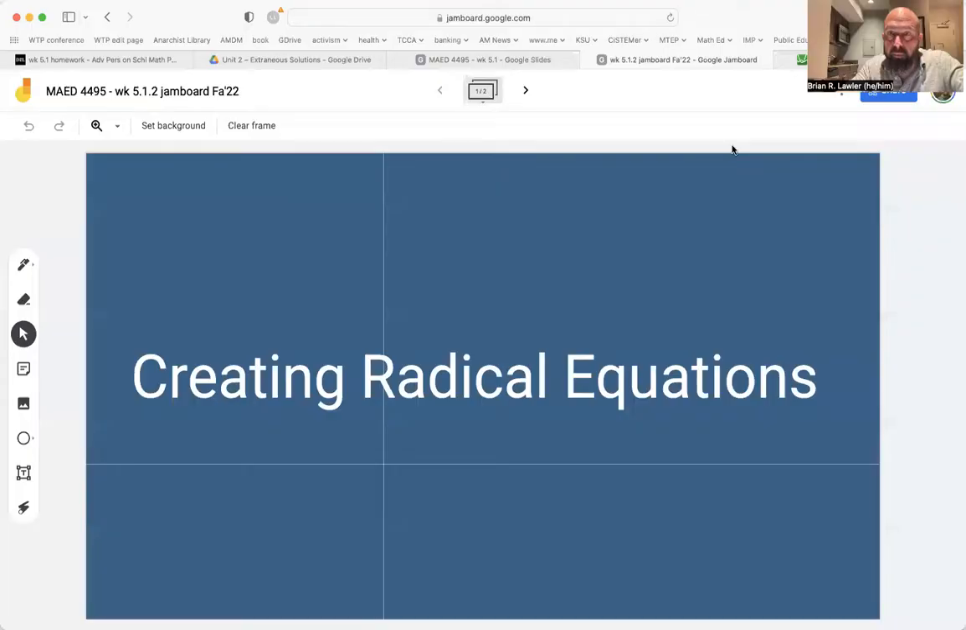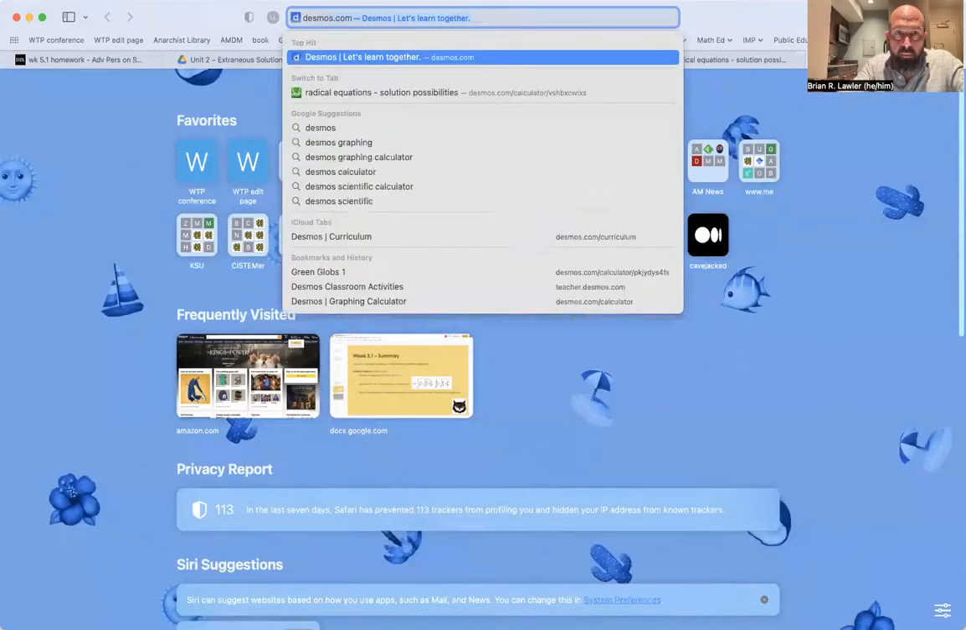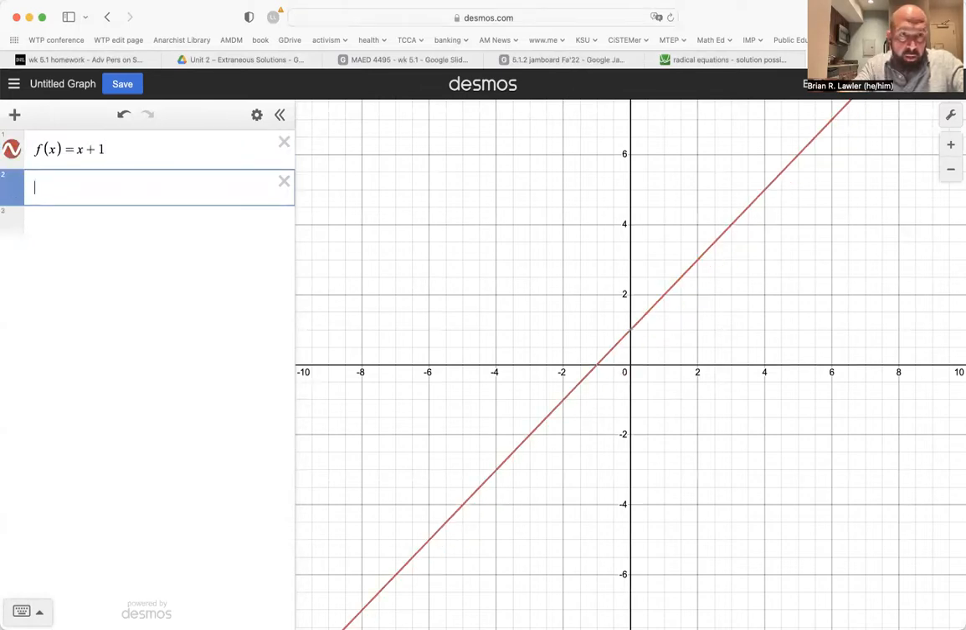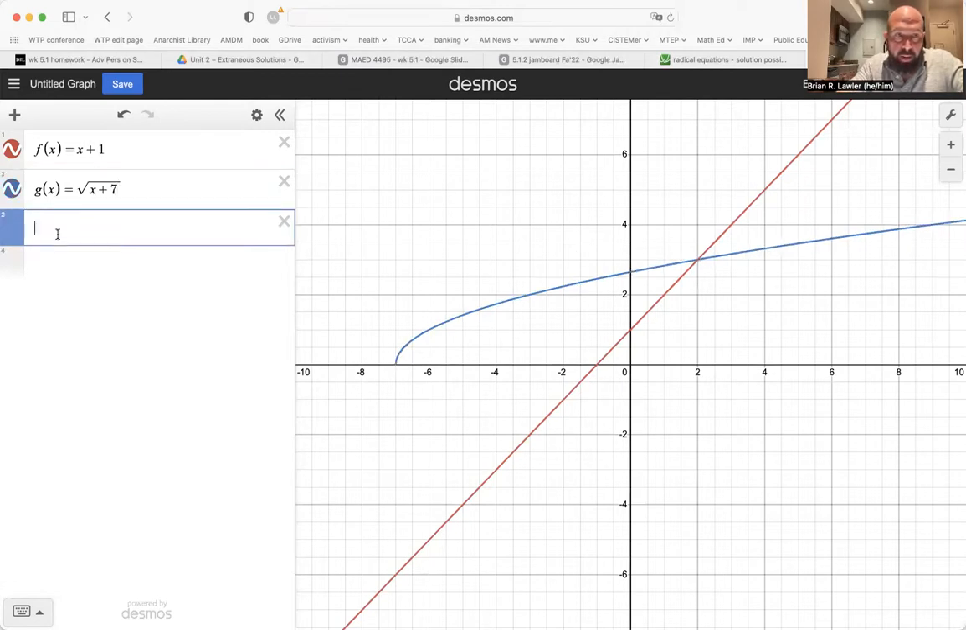Let me go to Desmos. F of x equals x plus 1. G of x equals square root of x plus 7. Let's go ahead and graph the auxiliary line.